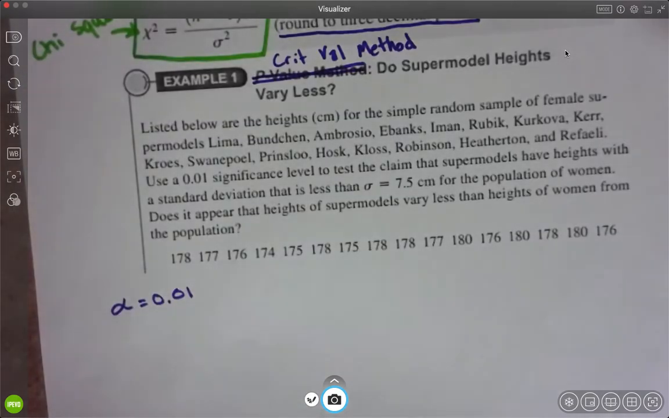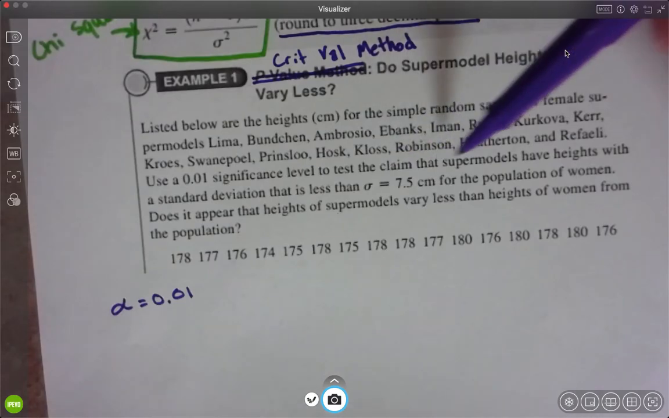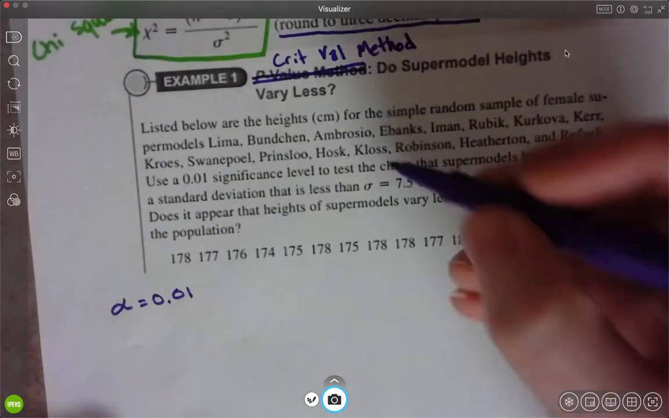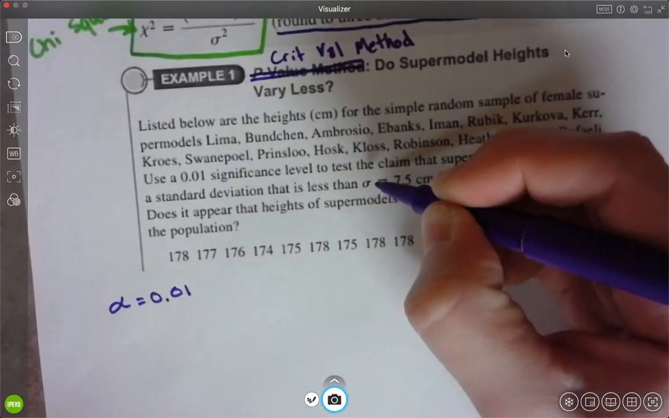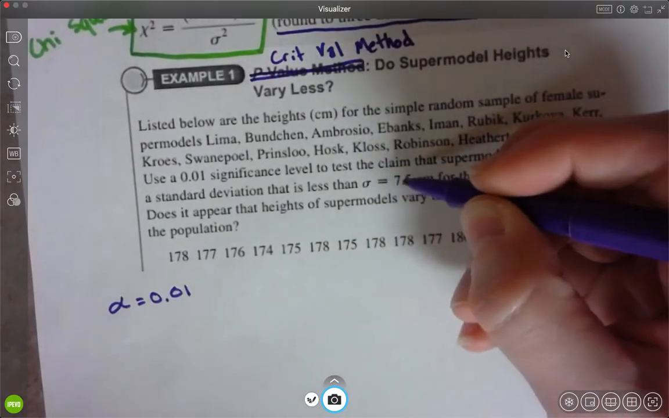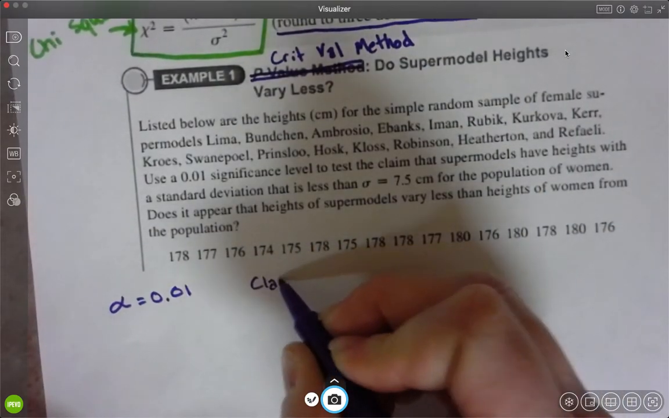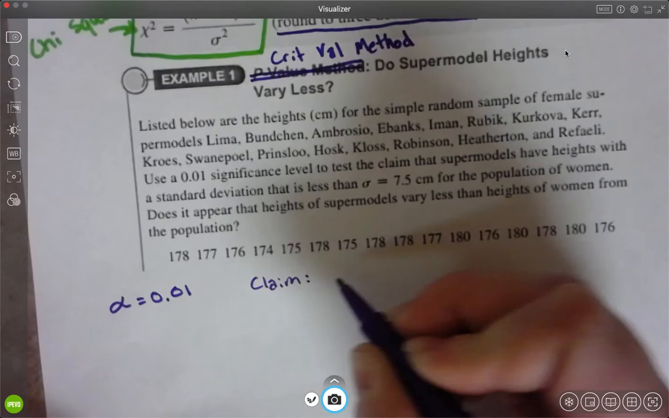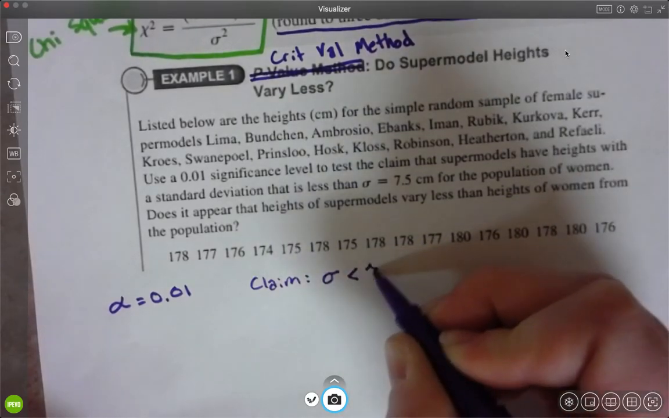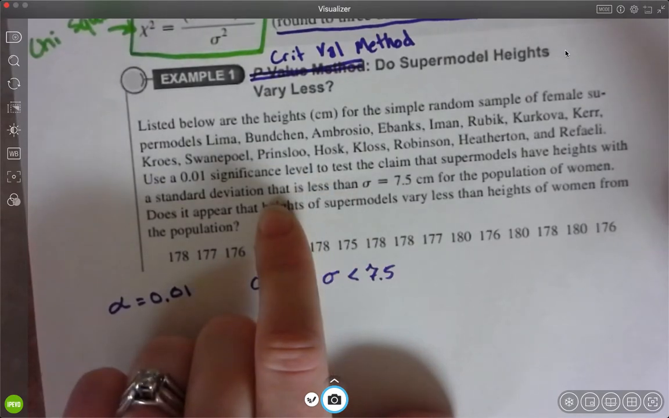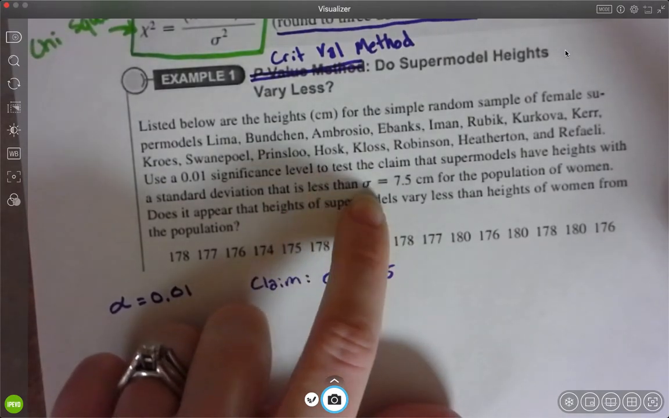Standard deviation. To test the claim that the supermodels have a height with a standard deviation that is less than 7.5. So my claim is that the standard deviation is less than 7.5. I don't know why they would put equal to. That's kind of confusing.